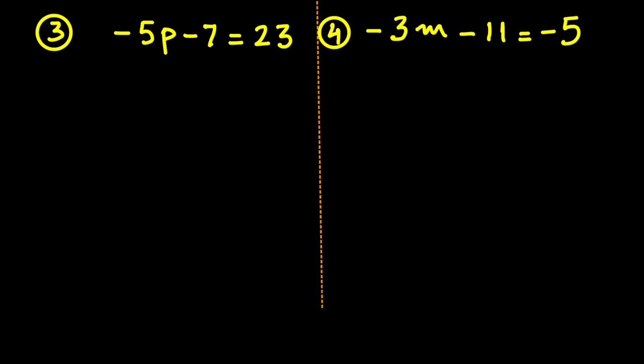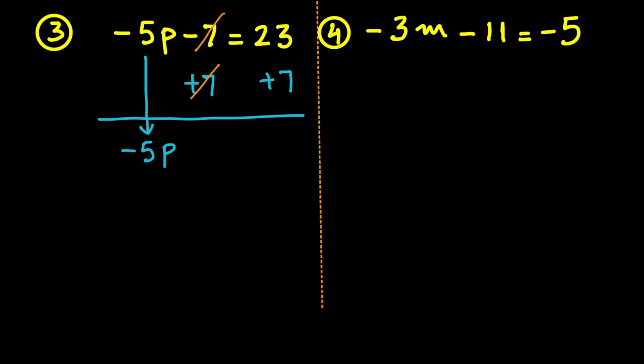Example 3. Minus 5p minus 7 equals 23. Again the variable is p and the coefficient is negative. So we follow the first step. Since it is minus 7, we do the opposite operation: plus 7 on both sides. Under minus 5p, we write the same term, minus 5p. Minus 7 and plus 7 get cancelled. Then we write equals. This 23 plus 7 is then 30. So we get minus 5p is equal to 30.